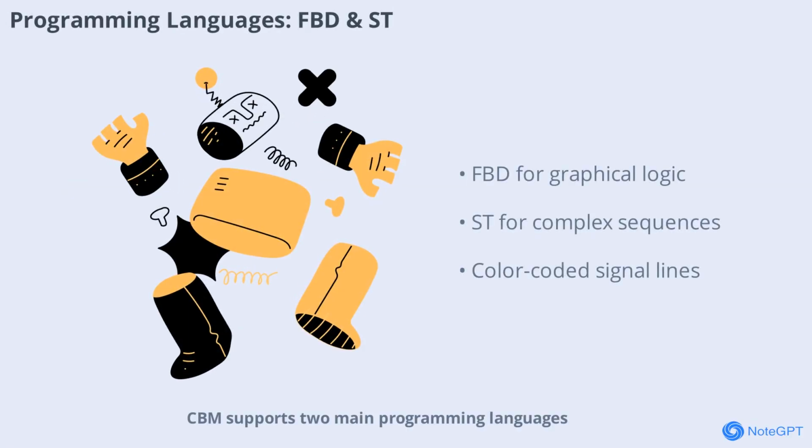CBM supports two main programming languages: Function Block Diagram (FBD) and Structured Text (ST). FBD is a graphical language where green lines represent digital signals, red lines indicate analog signals, and blue lines are used for integers. Structured text, on the other hand, is a text-based language similar to Pascal, ideal for complex sequences and calculations. Knowing when to use each language helps you write efficient and maintainable control logic tailored to your plant's requirements.